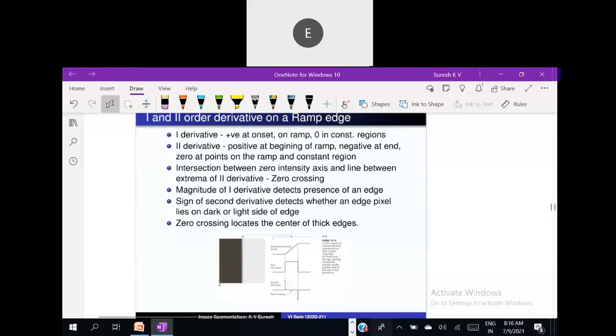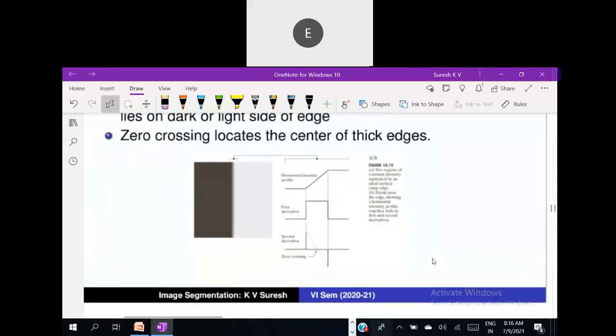Now, for the first derivative, observe an example here. What is taken is that the first few pixels are dark. I hope you can see the profile. Let me just zoom it. So this is dark. Then from darkness, it is gradually increasing to bright and then it is constant bright. So the profile is like this: dark, then it has a ramp edge and then it becomes a constant.